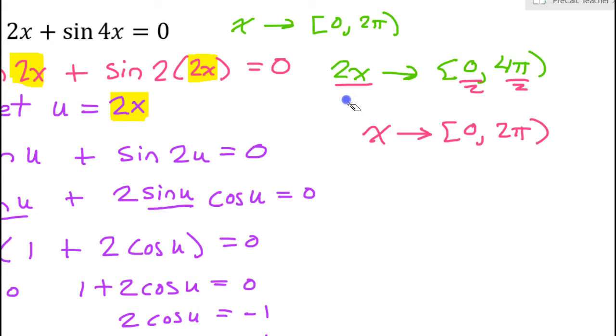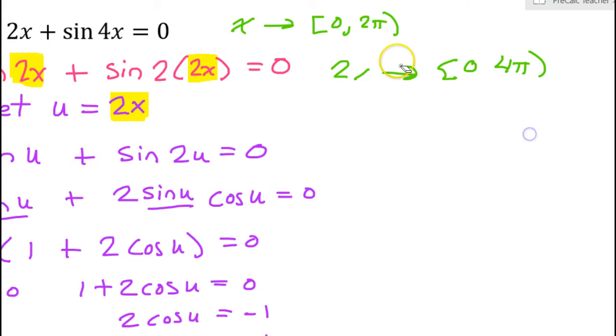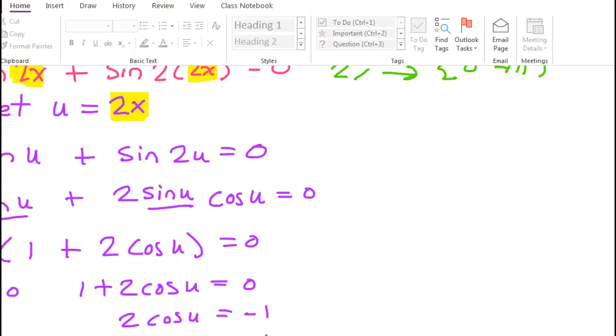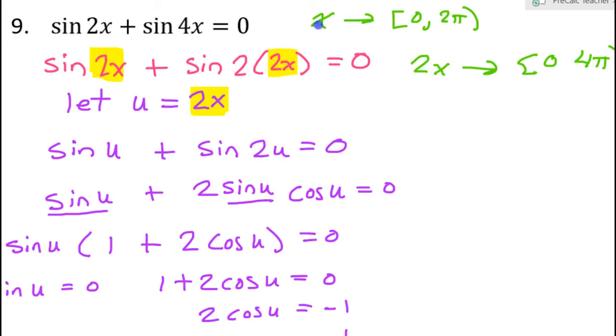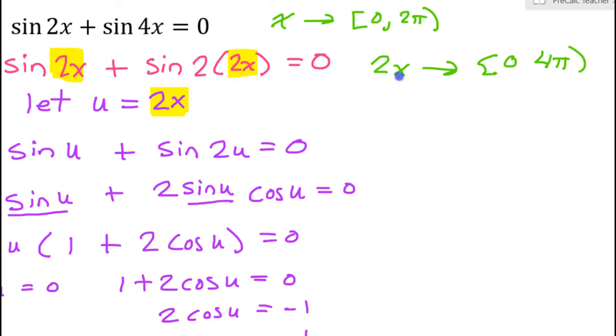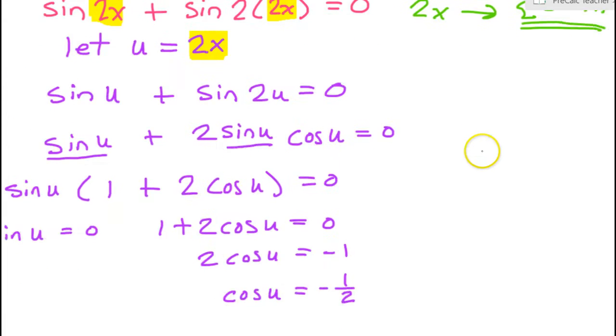Okay, so I know this is a little bit confusing, but the point is when we do this u substitution, we just have to remember that u is actually 2x. It's not x, it's 2x. And 2x is going to be allowed to go from 0 to 4 pi. So that's what I really need you to focus on, is this is the interval.